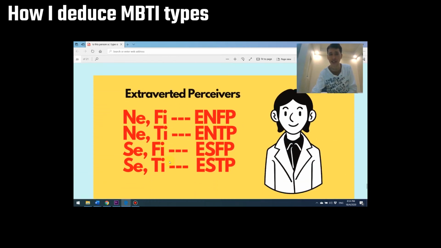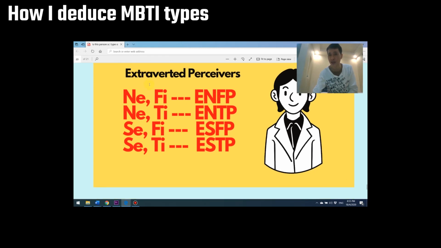And we have the extroverted P-types. Being an extrovert, it means that your pilot must be either NE or SE. So the E is always in front, followed by the introverted function. I need to figure out whether they have NE or SE, and whether they have FI or TI. After I figure out all these different combinations, I will deduce that they must be one of these MBTI groups, if I have started off believing that they are a P-type, and an extrovert for that matter. So this is the last chart.